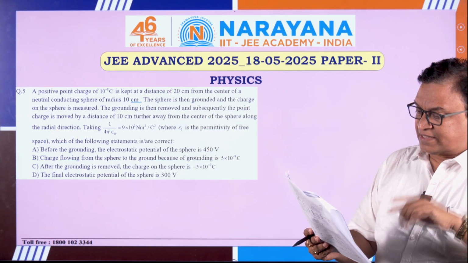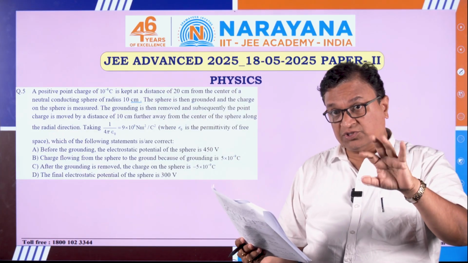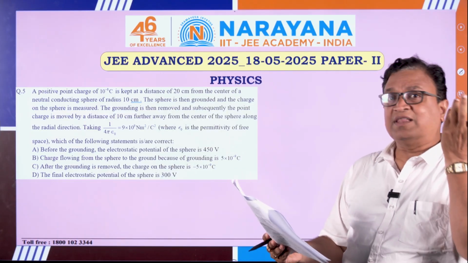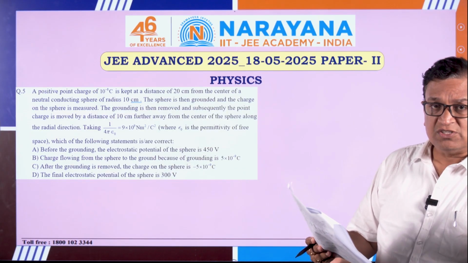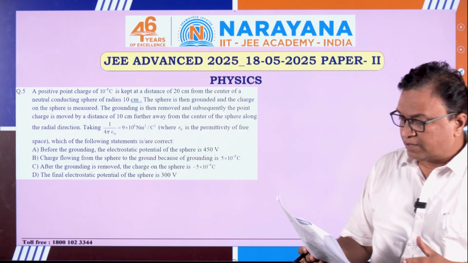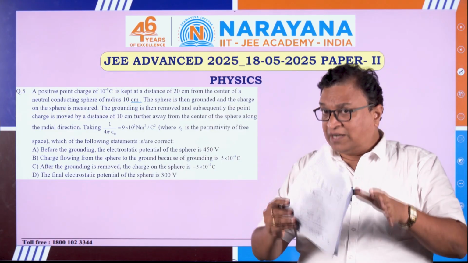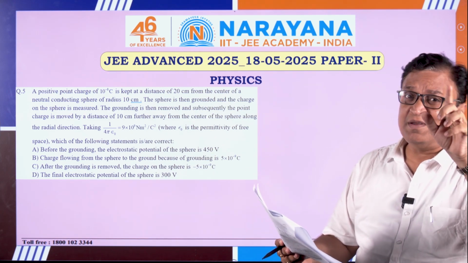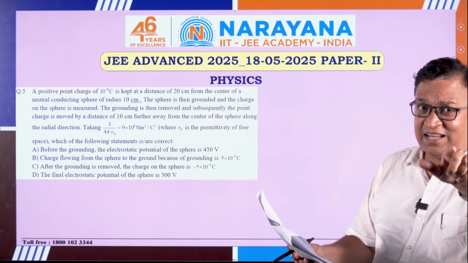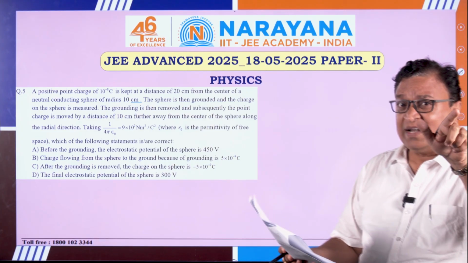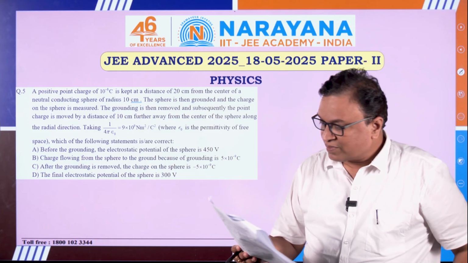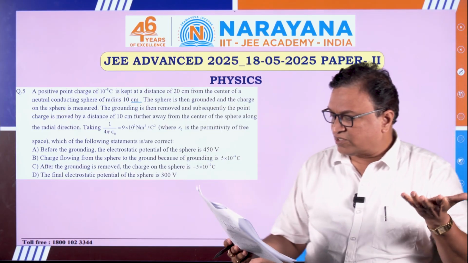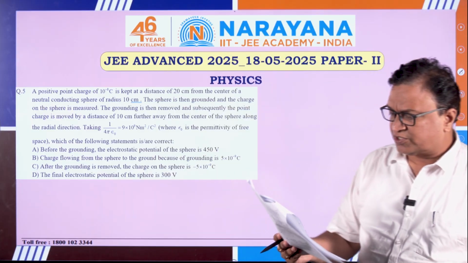The grounding is then removed, first grounded. Charge will flow from ground onto the conducting sphere. And now you are removing the earthing part, meaning you are disconnecting it from the earth. And subsequently the point charge, earlier at a distance of 20 centimeters from the center of the conducting sphere, is no longer at that point. It is now at 30 centimeters from the center. You have taken 1 by 4 pi epsilon naught value, all that they have given, fortunately. Then you have some options.